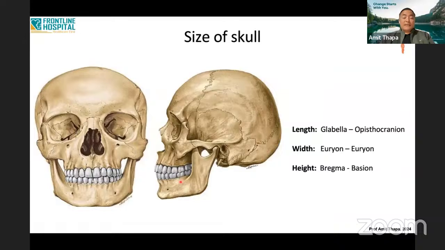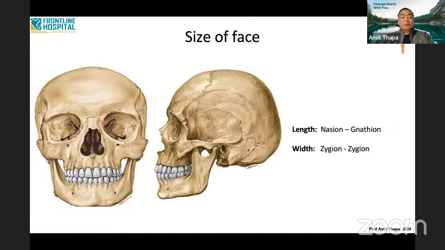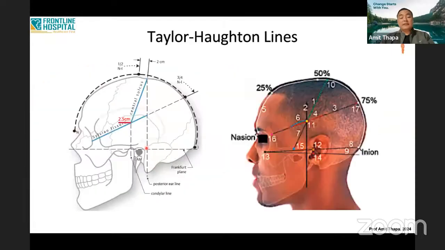Now, when we talk about the size of the skull, the length of the skull is identified by the gap between the glabella and the opisthocranion, whereas the width is between the euryon and the euryon on the other side, and the height is from the bregma to the basion. Similarly, over the face, it is the nasion to the gnathion, and the width is taken from the zygon to the other side of the zygon.